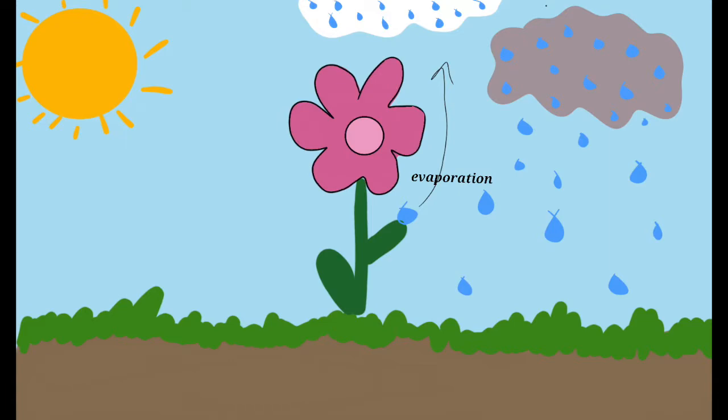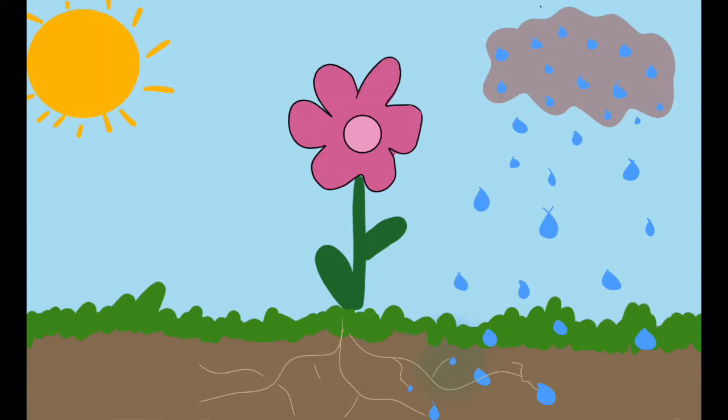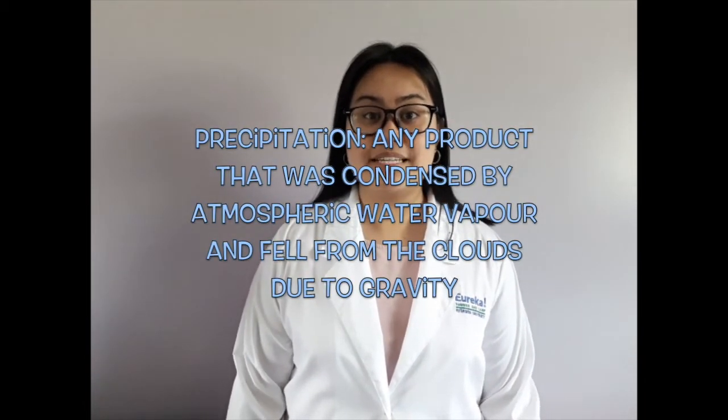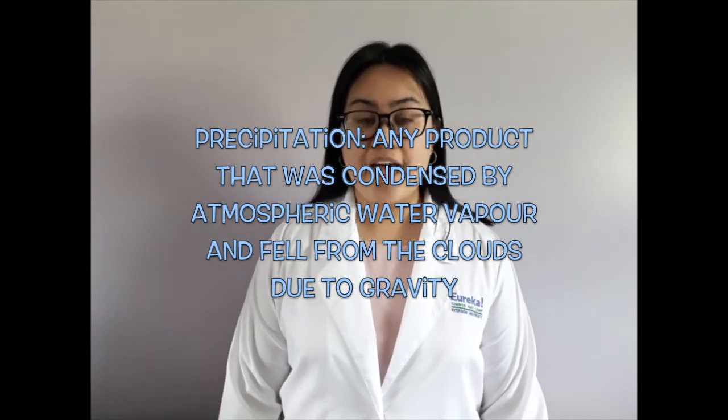Precipitation doesn't just fall into bodies of water, it can also fall onto plants and vegetation. In this case, the precipitation that has fallen onto the leaves will be evaporated back into the air. Or if precipitation falls onto the ground, the roots of the plants will uptake that water. Precipitation is one of the 4 phases in the water cycle. Recall that in this phase, water droplets fall from the clouds due to gravity, which is exactly what precipitation is. Precipitation is any product that was condensed by atmospheric water vapor and fell from the clouds due to gravity. Examples of precipitation include snow, rain, and hail.